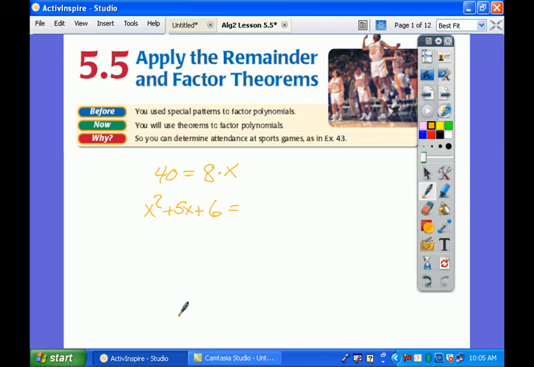So I give you a polynomial. And I tell you that one of the factors is x plus 3. Now there's another factor, but I don't know what that is. So, how do we figure out what the other factor is? We're going to divide.